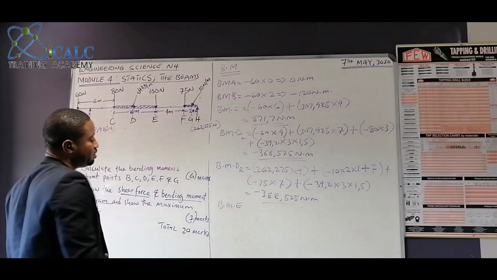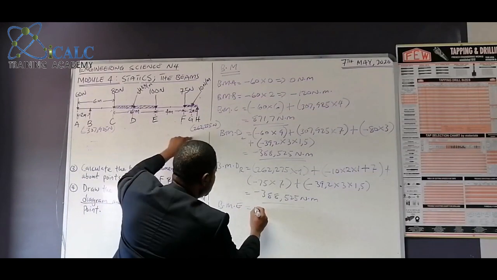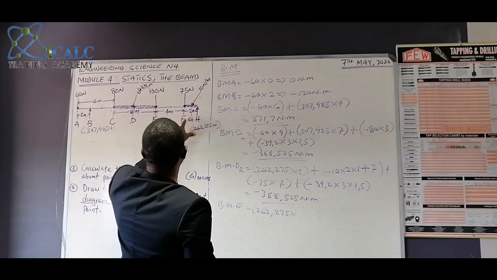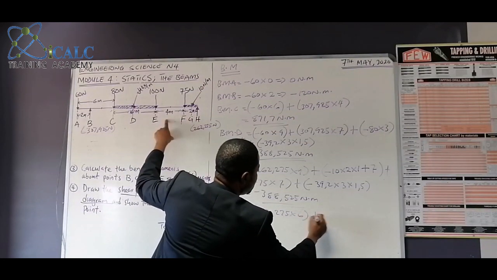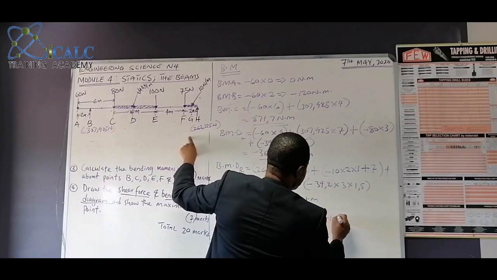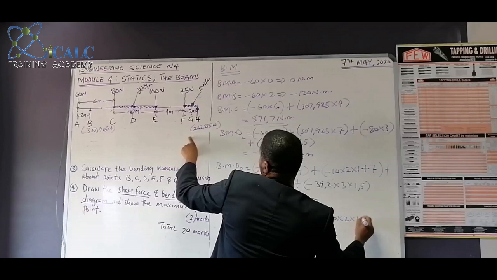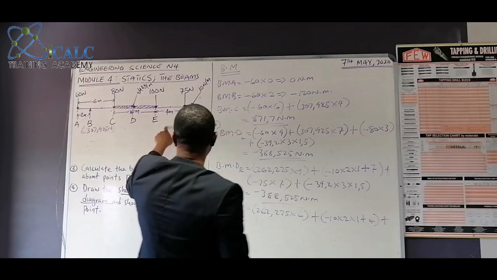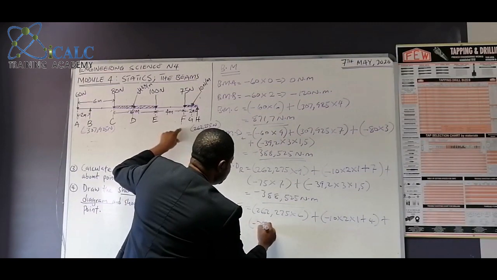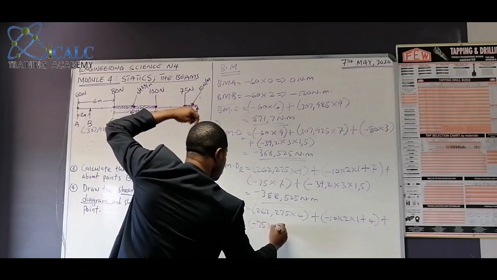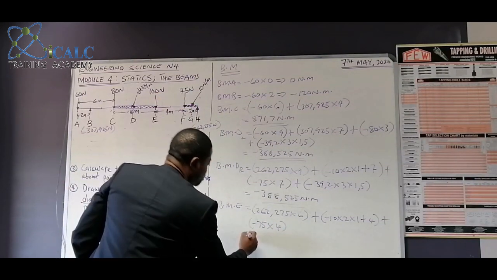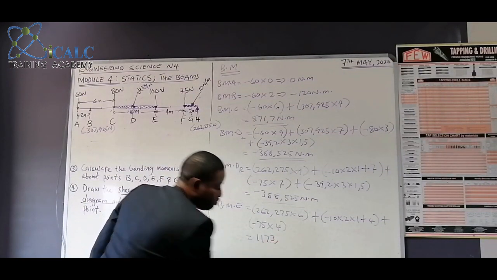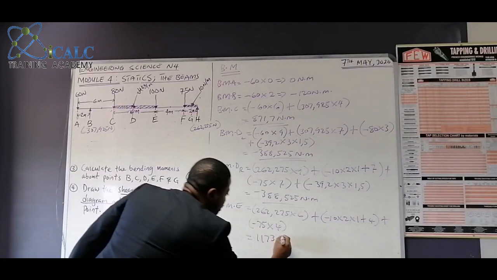All right, then we have BME. So we can take it from the right, which is much simpler. We'll say 262.275 multiplied by, this is 2 plus 4 is 6, plus minus 10 by 2 by 1 plus, to BME is 4, plus we have minus 75 by 4, and that will be all. So our BME will give us 1173.65 Newton meter.